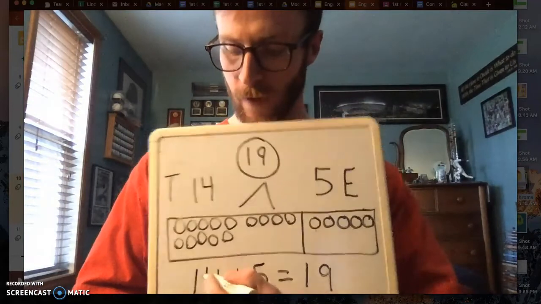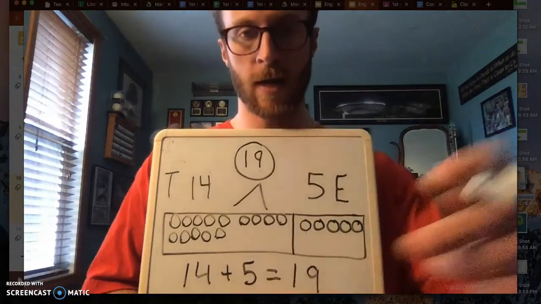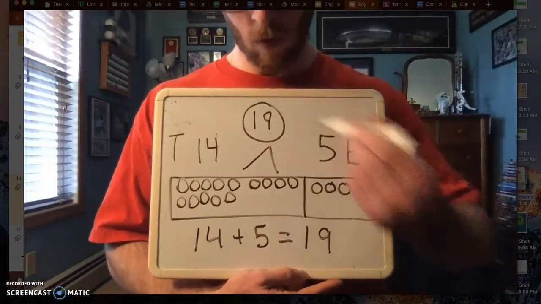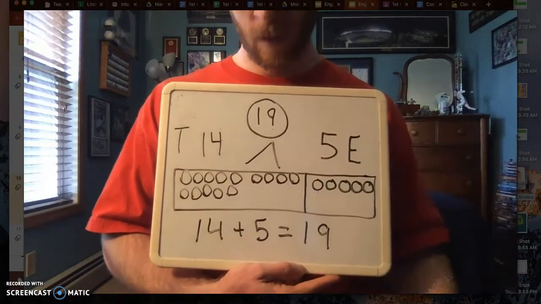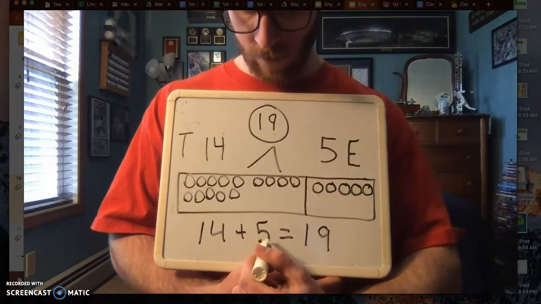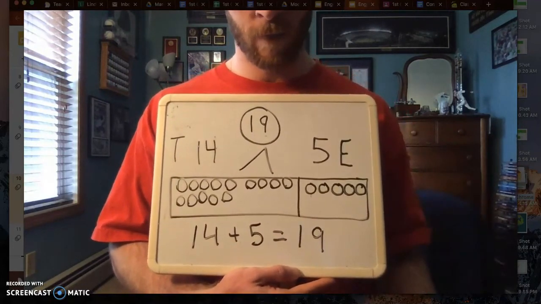I have 14 plus 5 equals 19. I have part plus part equals whole. 14 plus 5 equals 19. So Tamara's 14 beta fish plus Emmy's 5 goldfish equals 19 total fish.